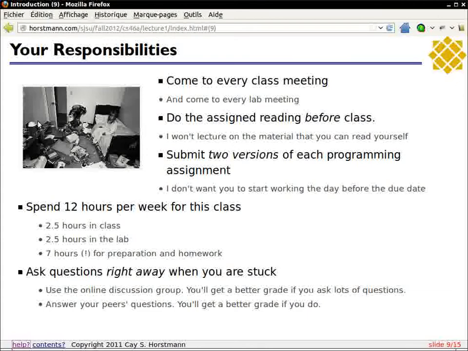Answer your peers' questions. You'll get a better grade. You get a point for every question that you ask. You get a point for every answer that you give. It doesn't have to be a good question. It doesn't have to be the right answer. You get a point simply for participating. Yes, sir? Is that extra credit or just a certain participation? That's a part of the course grade. Yes. So on the flip side, if you silently just lurk and never do anything, you'll get no points.